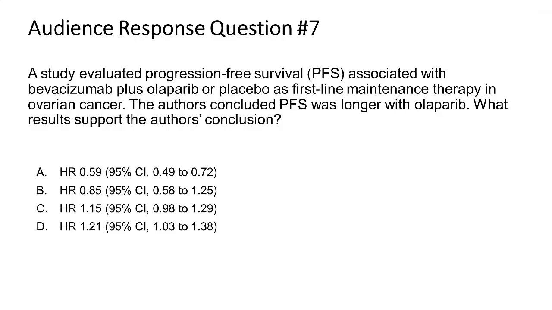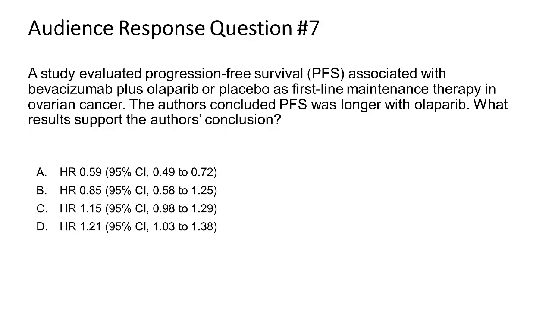Now that we've reviewed odds ratio, risk ratio, and measures of effect, let's talk a little bit more about hazard ratios. But first, let's have a practice question. A study evaluated progression-free survival associated with bevacizumab plus olaparib or placebo as first-line maintenance therapy in ovarian cancer. The authors concluded progression-free survival was longer with olaparib. What results support the author's conclusion?